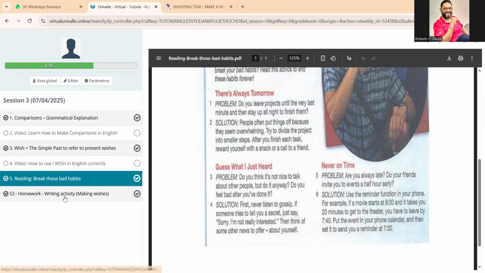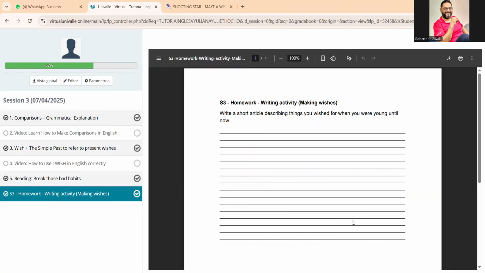Now let's see what we have for the homework. Here it is. It's very simple. It says write a short article describing the things you wish for from when you were young until now. Okay, normally as we're getting older, our wish list gets more important. For example, as a child, I wish I could meet Santa.